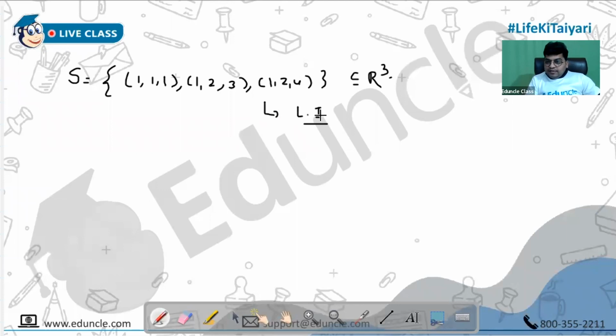How to check this set is LI? Basically, we have discussed one technique with you. If this is a rectangular matrix, you can put these vectors row-wise in a matrix, and then check the determinant is not zero.